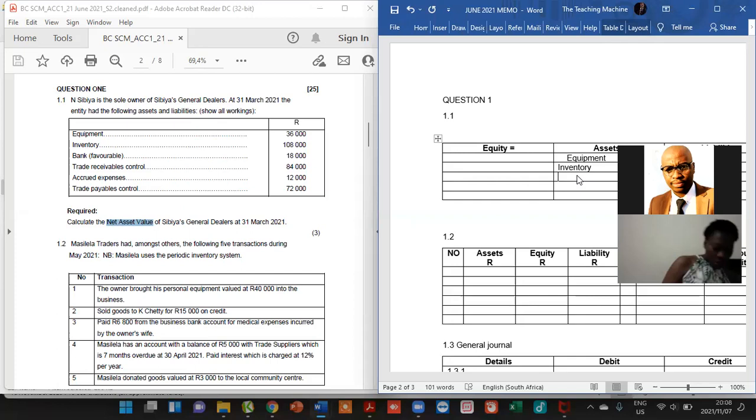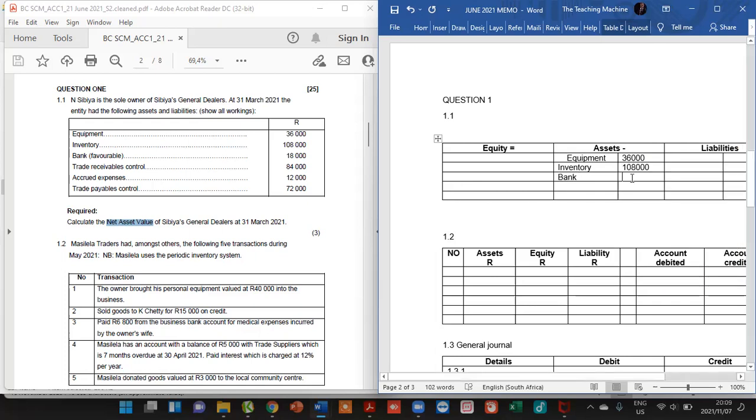Okay. So I need you students to take note of this. If the bank account is stated as favorable or is listed on the debit side of the trial balance, then it's classified as an asset. But if it's listed on the right side, on the credit side, then it is a liability. Or if it's stated as unfavorable, then it's a liability. Okay. So now we have bank of how much? 18,000 rands.